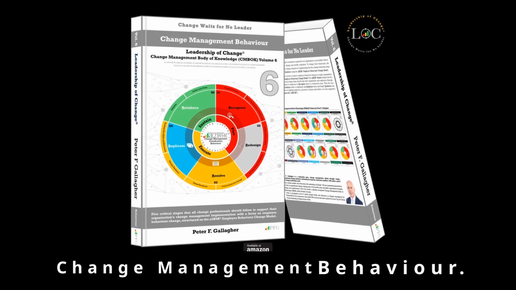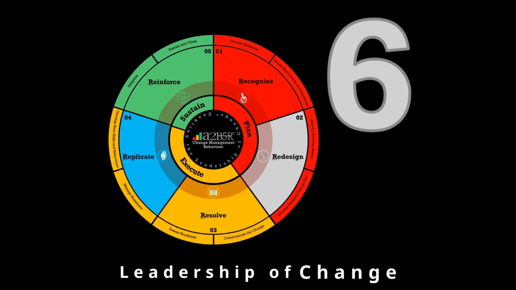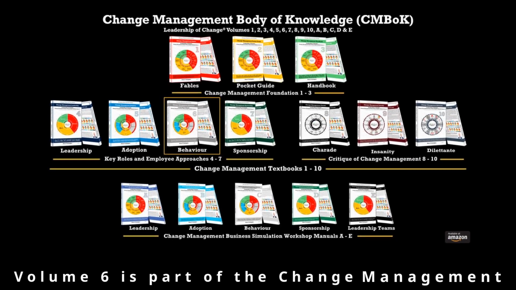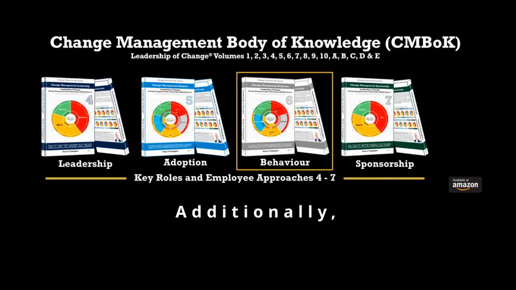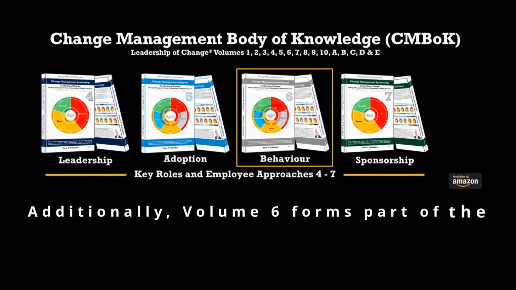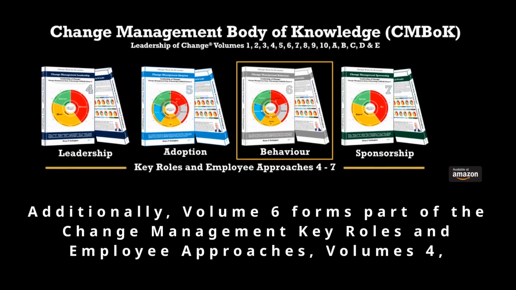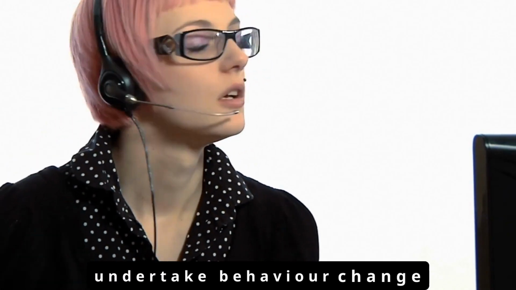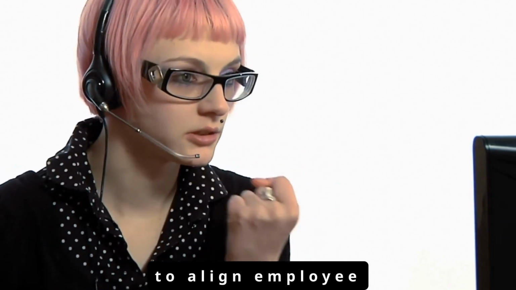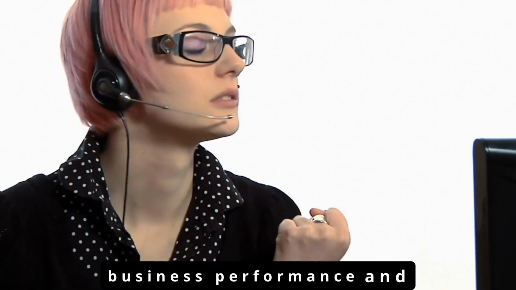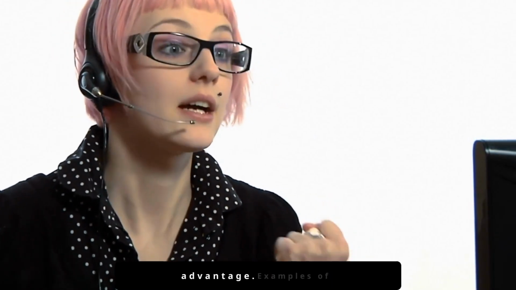Change Management Behavior, Leadership of Change, Volume 6. Volume 6 is part of the Change Management body of knowledge. Additionally, Volume 6 forms part of the Change Management Key Roles and Employee Approaches, Volumes 4, 5, and 7. Organizations undertake behavior change to align employee actions with strategic objectives to support business performance and competitive advantage.